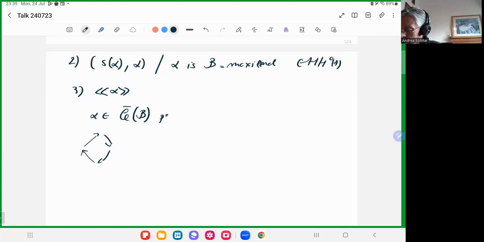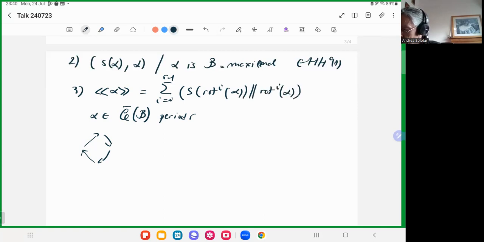And it will be of period R, let's say the period here is 4 in the example. And it is a sum from 0 to R minus 1 of elements that are the source of the rotation I times of alpha, parallel to the corresponding rotation, okay?